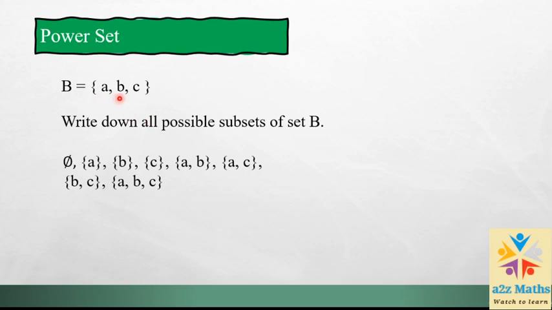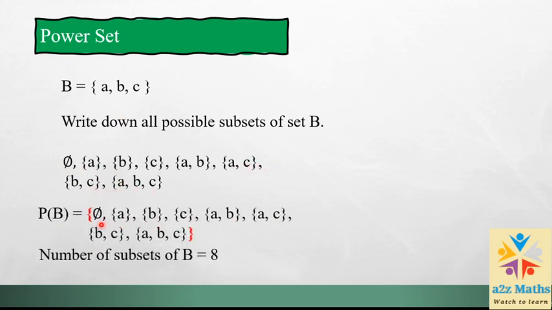Now start from B. Remember, we will not go back. So after B, the next element is C. So it is B, C. Right? So these are all the possibilities for two elements. After this, the last one is the set itself, with all its elements. So these are all possible subsets of set B.